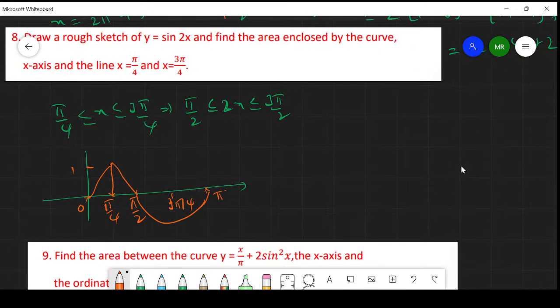If I take this is pi, I don't want up to here. They are asking pi by 4 to 3 pi by 4. So I can join like this. All up to here is required. So the required area is this one. Be careful here. The shaded area is the required area.